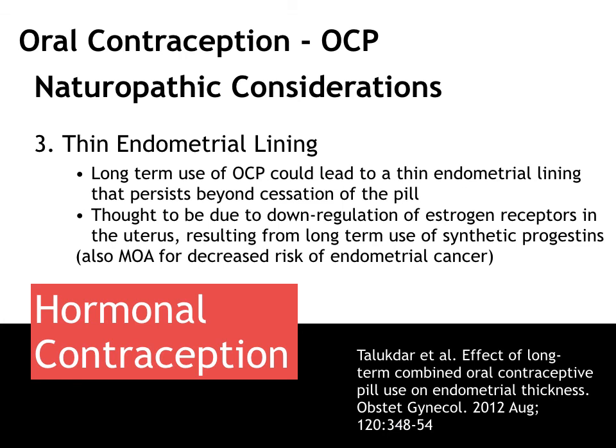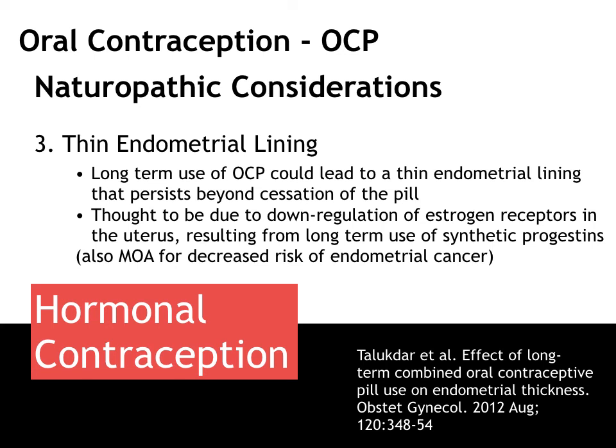Another consideration is the effect of OCP on endometrial lining. There is some research to suggest that long-term use of birth control could lead to a thinner endometrial lining that could persist beyond cessation of birth control. This is thought to be due to downregulation of the estrogen receptors in the uterus, resulting from long-term use of the synthetic progestins. This is also the same mechanism of action that we associate with birth control and the decreased risk of endometrial cancer, which is a protective thing.